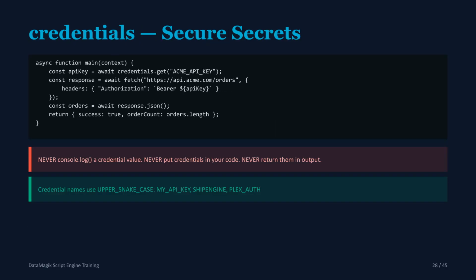The Credentials API is how you securely retrieve sensitive information, like API keys. Use await credentials.get to fetch a secret. Crucially, never log, hardcode, or return credential values in your output for security reasons. Credential names are typically in uppercase snake case.